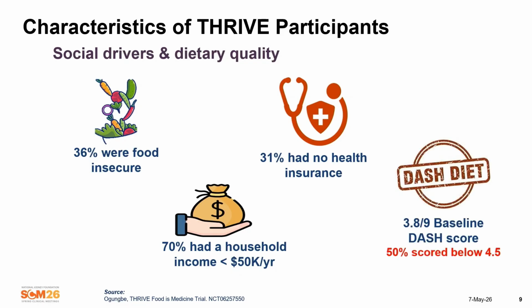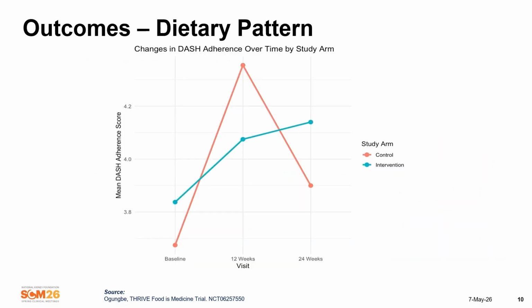The baseline DASH score was 3.8, so 50% were below the 4.5 mark. Our primary outcome, like I said, was change in DASH diet score, and from this graph we can see that at baseline they all started below 3.8, which is less than 4.5 for the standard DASH diet. At 12 weeks, the control had an increase in their DASH diet score, but it actually dropped, it attenuated at 24 weeks.